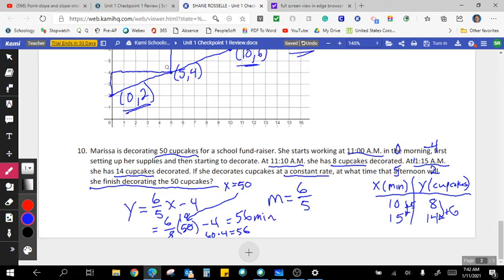So what does that mean? It's not as easy as just saying 56 minutes. At what time did she finish decorating the 50 cupcakes? At 56 minutes, she started at 11. So at 11:56 a.m. she finished decorating 50 cupcakes. Just abbreviate it, 50 cupcakes.